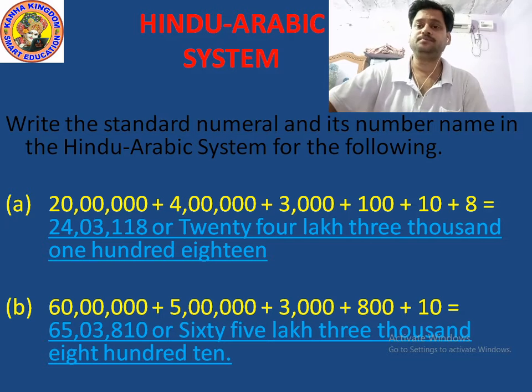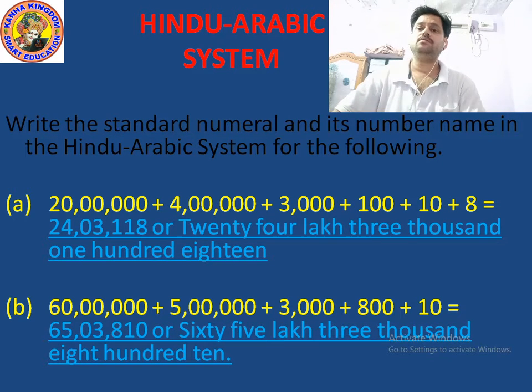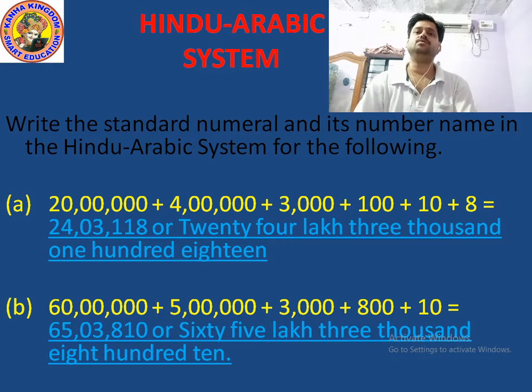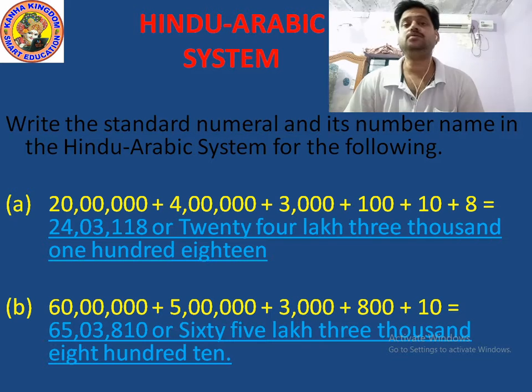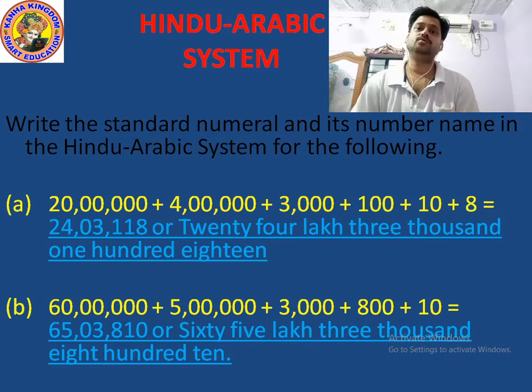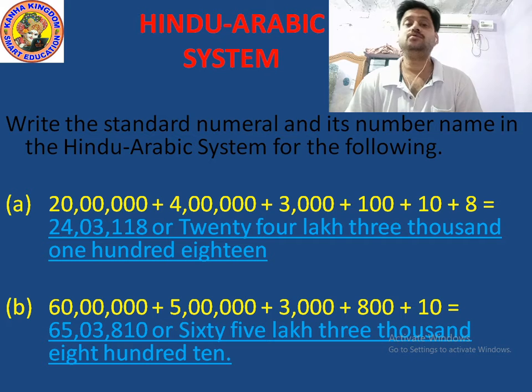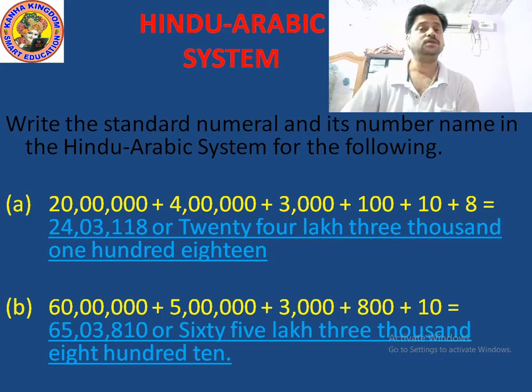So the first part, or A part of this question is 20,00,000 plus 4,00,000 plus 3,000 plus 100 plus 10 plus 8. Okay, so the first number is 20,00,000, means only 2 commas. 2 commas means 3 periods.